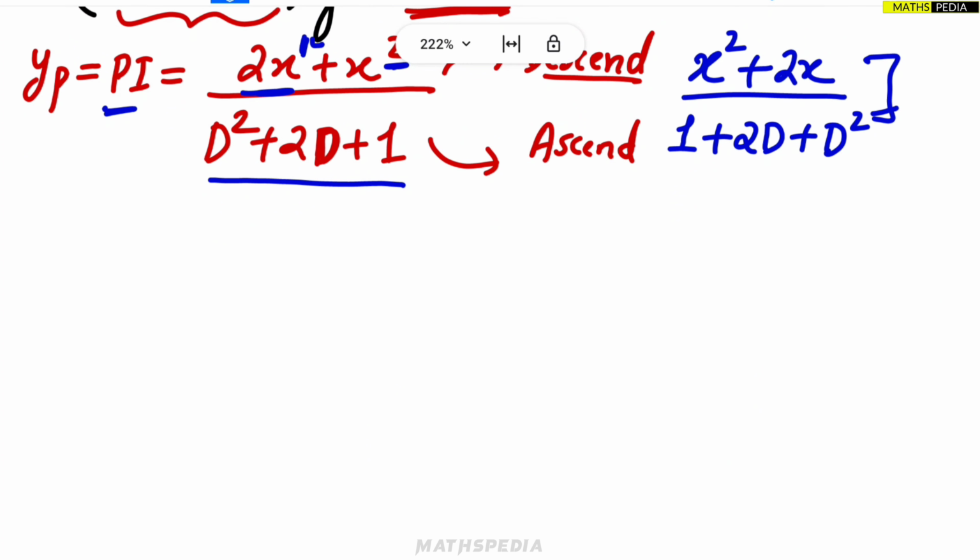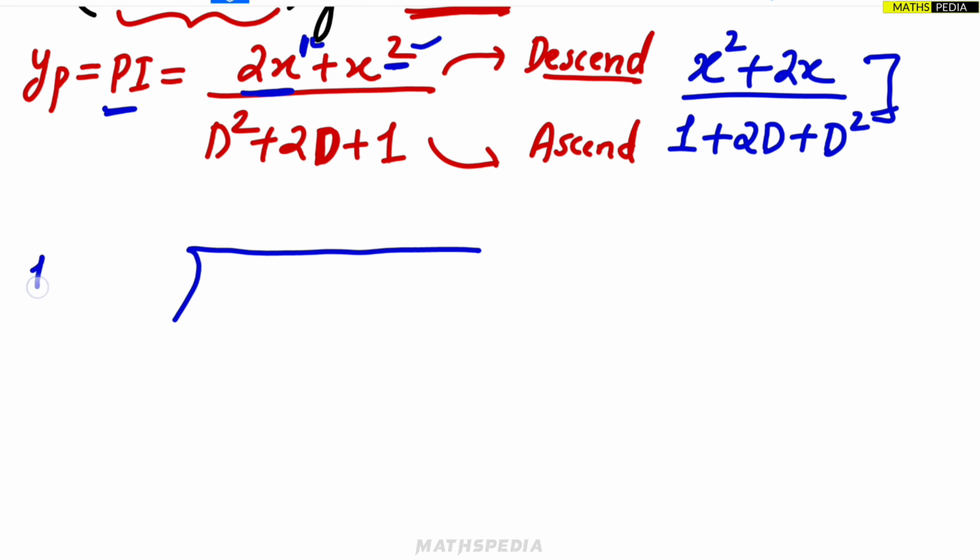Now how to divide? Let us try to analyze that. 1 plus 2d plus d square outside. What is inside? X square plus 2x inside. The numerator part is inside. Okay, simple logic. Now we are going to divide. How to divide? See, take the first element inside and outside.